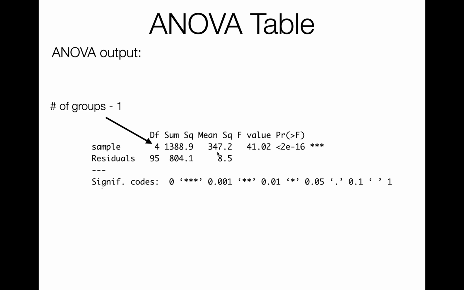Okay, the mean squares. How do I get the F value? That's the especially important part. The F value is actually this mean square divided by this mean square. So to get this, I take 347.2 divided by 8.5, and I get that. Then I can compare to the F statistic with 4 and 95 degrees of freedom to get my p-value, and so on and so forth. But you'll need to pay special attention to these things that are going to help you with the homework.